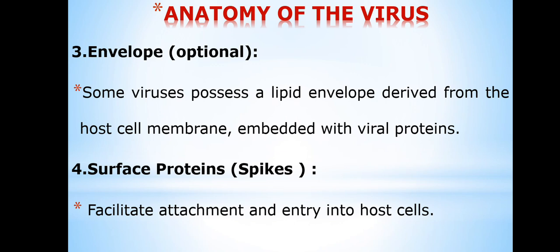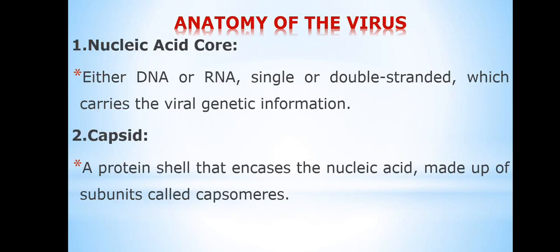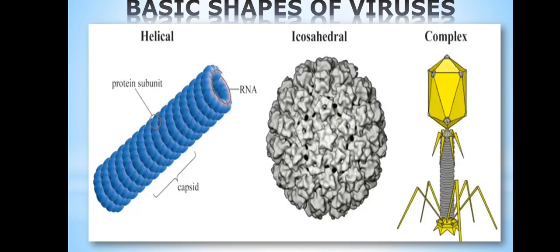Then apart from that, we talked about the surface proteins, or what we refer to as spikes. I said they facilitate attachment and entry into the host cell. How does it get to enter your cells? How does it get to cause a disease? It's going to use these different spikes to invade your cells, and then it will be able to cause what? An infection.